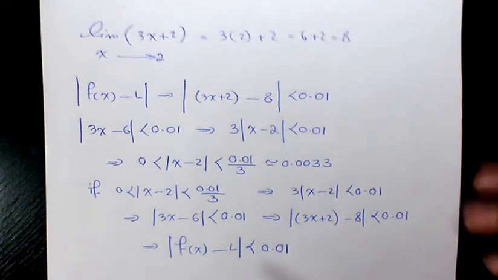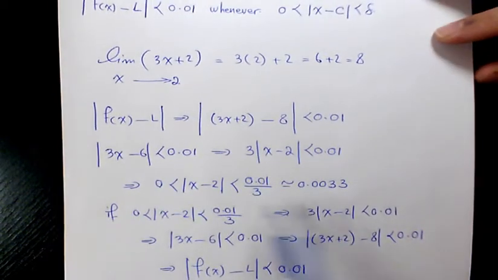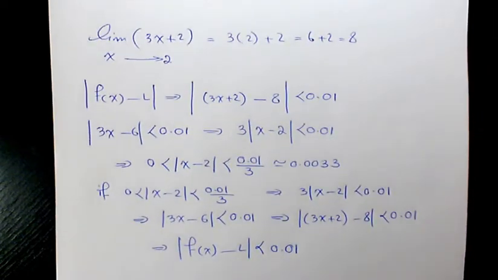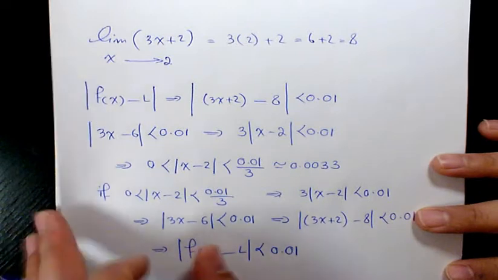So we needed to find the limit and also find the delta, which in this case is approximately 0.0033. Let's see the next example.